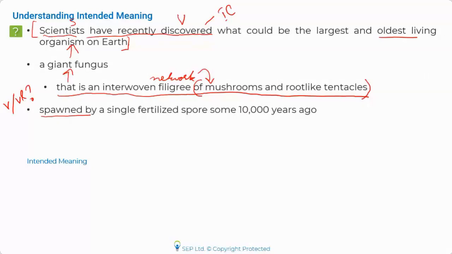Spawned by is actually modifying filigree and all that comes with filigree. So it's not just modifying mushrooms. It's not just the mushrooms which are spawned. It is not just the tentacles which are spawned. It is the entire network which is made up of mushrooms and tentacles which is spawned by.